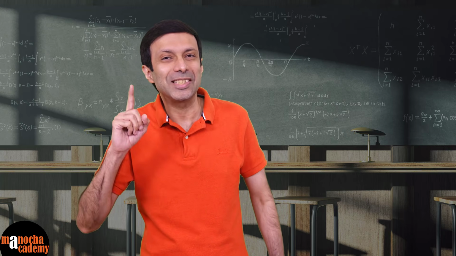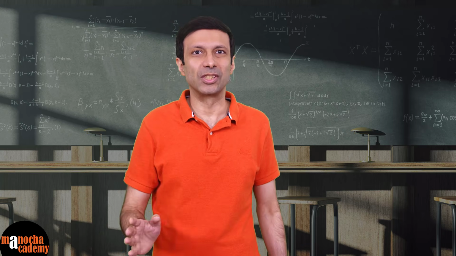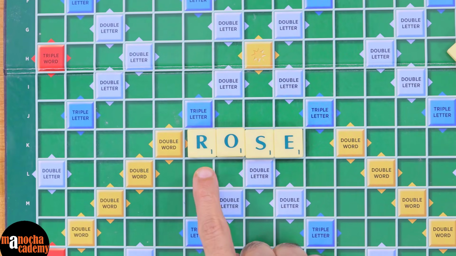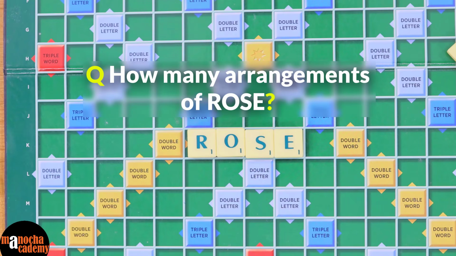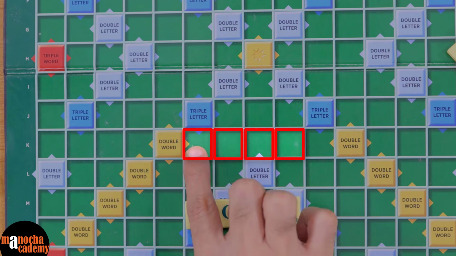Now, are you ready to play some Scrabble with me? If we take a 4-letter word like ROSE, R-O-S-E, how many arrangements can you make from it? Now to visualize that, let's imagine we have these 4 empty boxes here: 1, 2, 3, 4. And I need to fill them with these 4 letters.